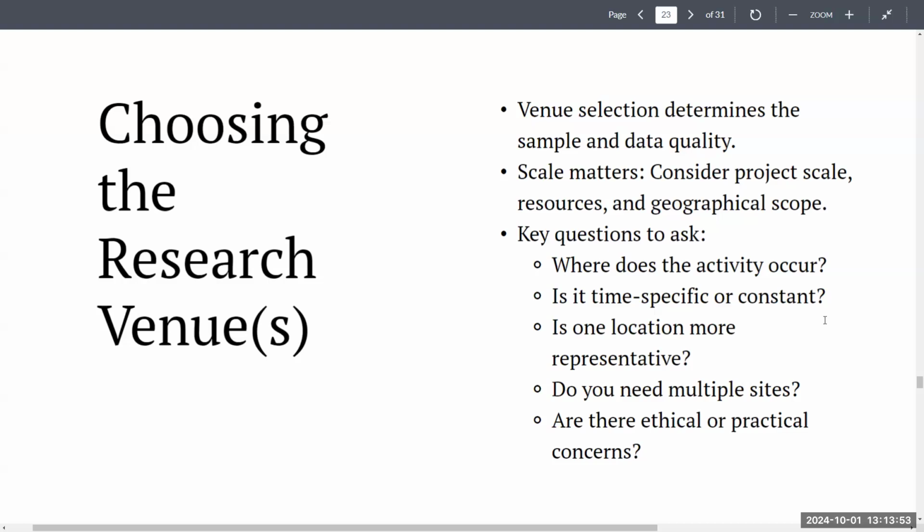Scale matters. The scale of the research, the number of venues, and the geographic scope should be proportionate to the research objective and availability of resources. And the questions to ask when choosing this place are: where does this activity occur? Is it time specific or constant? Is one location more representative? Do you need multiple sites? Are there ethical or practical concerns of being there?